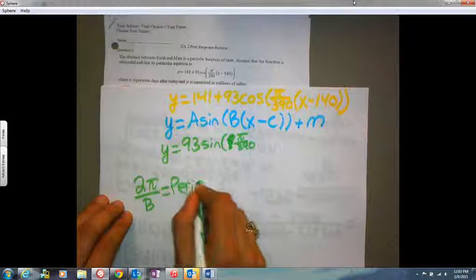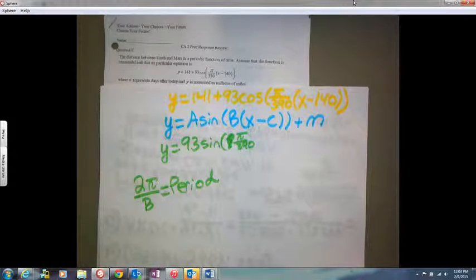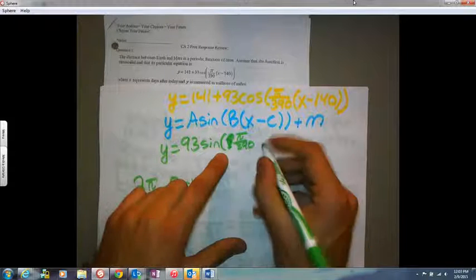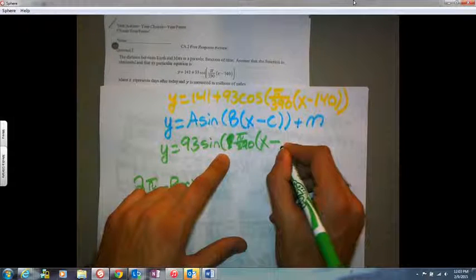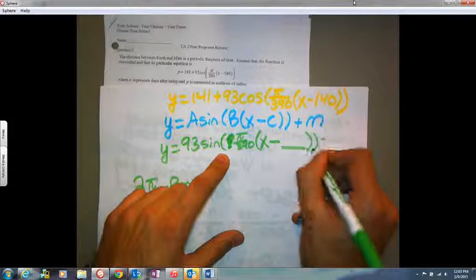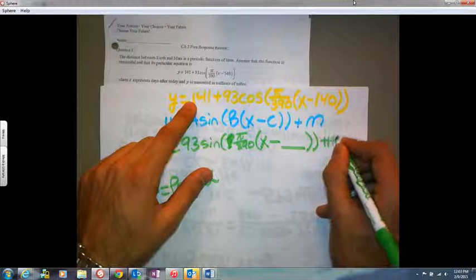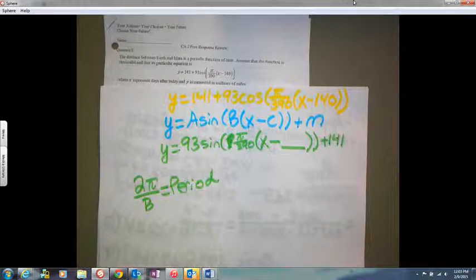B, does anybody remember the word for B? It's a physics term. Beta is a Greek letter. It is frequency. Frequency. Yeah. X minus something. We don't know what the something is, plus the midline, and the midline is 141. It could be plus or minus, depending on which way you shift.